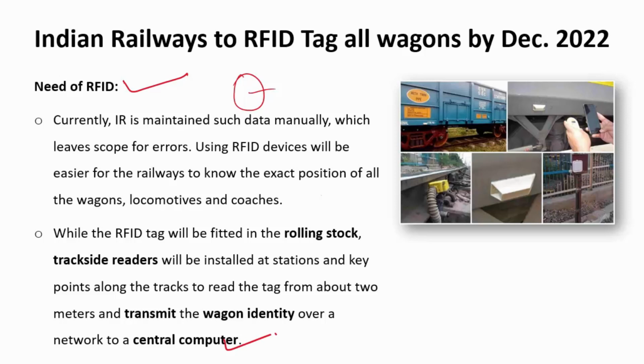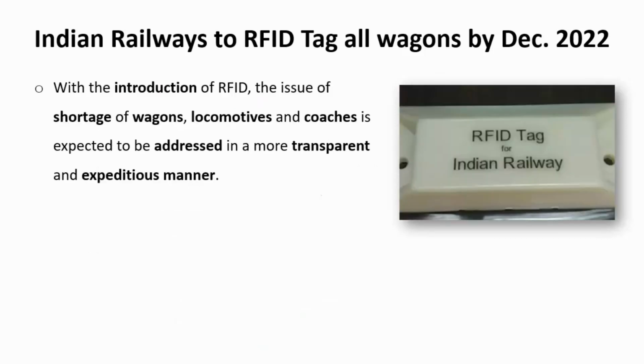Right now, let me also tell you about how this works. The RFID tags will be fitted in the rolling stock, and trackside readers that will read these RFID tags will be installed at a distance of 2 to 3 meters from the railway line, and at key points along the tracks to read the tag from about 2 to 3 meters, like I said, and they will transmit the wagon identity over a network to a central computer that will manage each and every wagon which is on track. Right, apart from that, what advantage are we getting from installation of this RFID tag on the railway wagons?